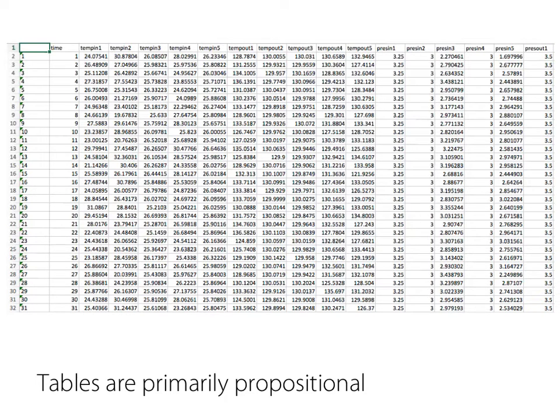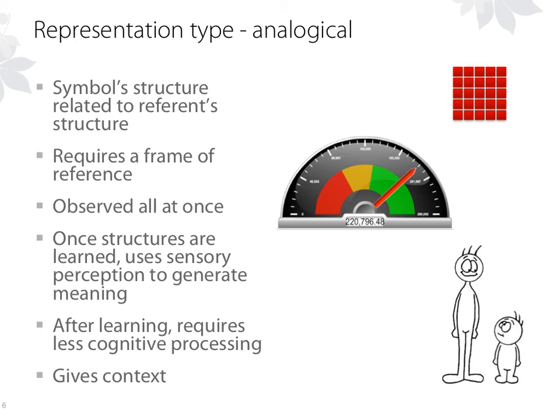The second type of representation is an analogical representation, and now we're basically into the realm of charts and graphs. So in contrast to propositional representation types, now the symbol structure is related to the reference structure. If you remember before, we had the number 25 up here in this same spot as we now have this grid of 25.